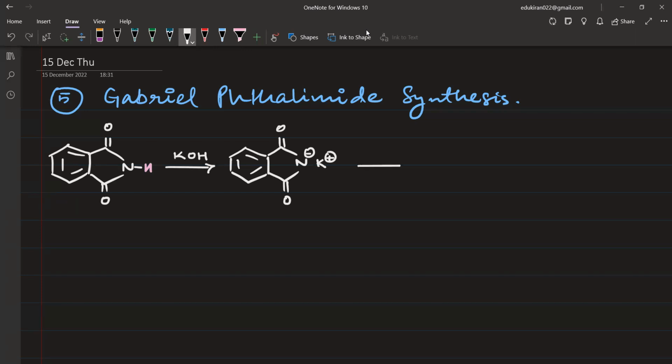Now, once we react this with any alkyl halide, RX, here R, which is connected to the more electronegative halogen atom, will have delta positive charge and the halogen atom delta negative. And this nitrogen is going to attack on the R. As soon as it attacks on the R, we will get alkyl phthalimide.